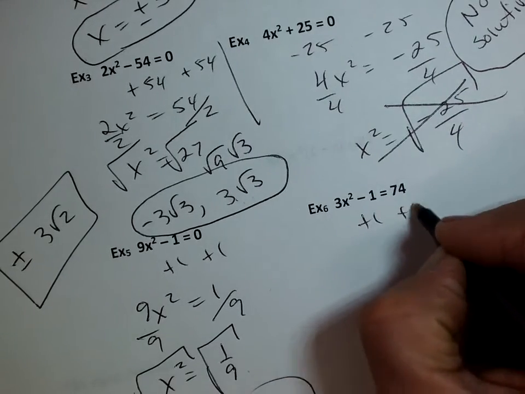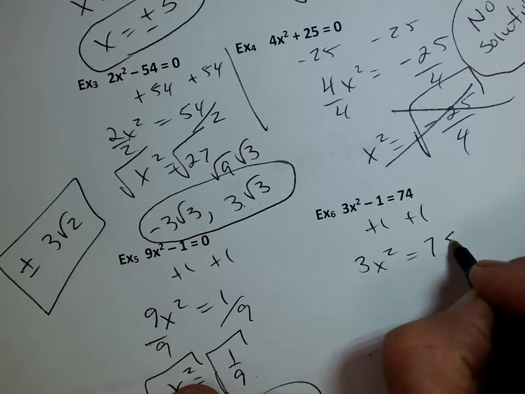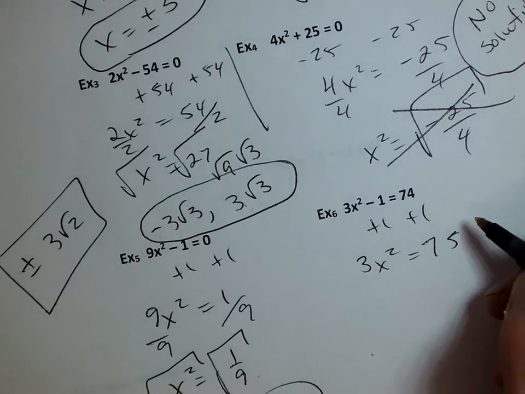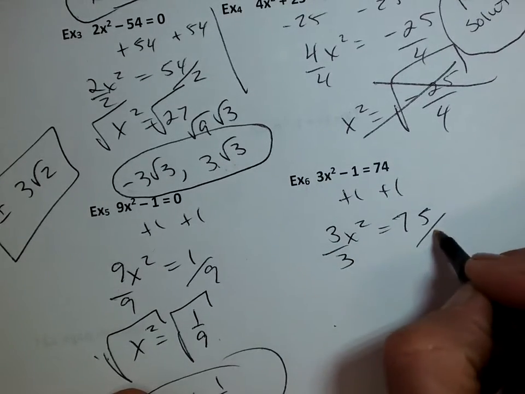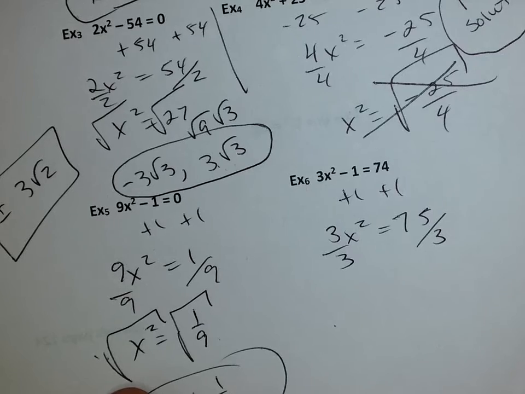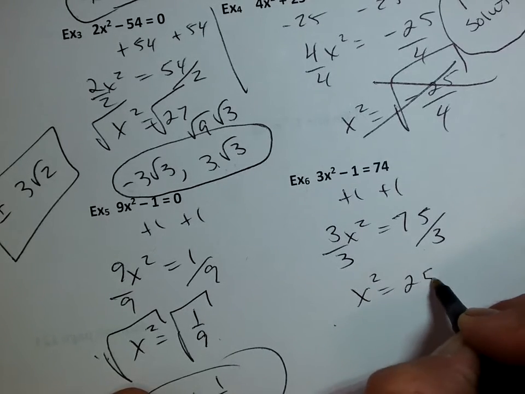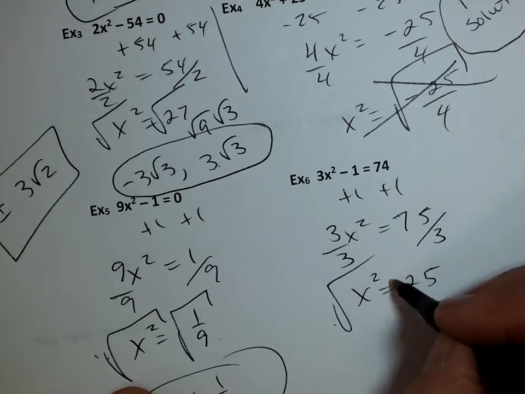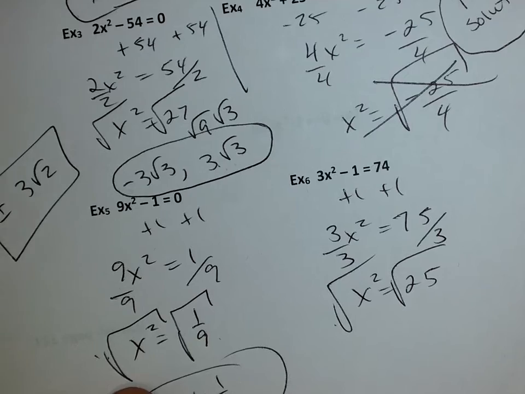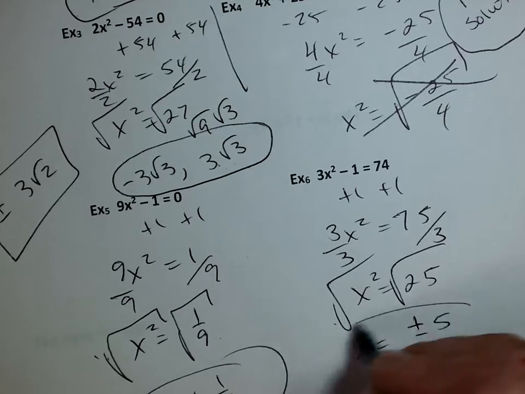Plus 1, 3x squared equals 75. Divide by 3, divide by 3. How am I doing? 25. X squared equals 25, and then plus or minus. Square root, because square root cancels the square. Two answers, plus or minus 5. Plus or minus 5, because that is two answers, okay?